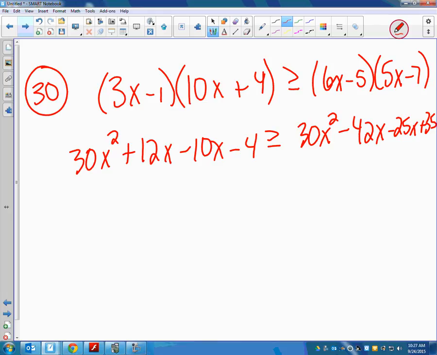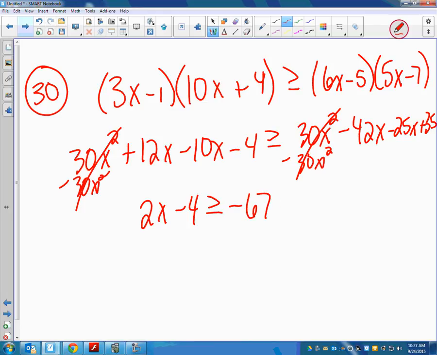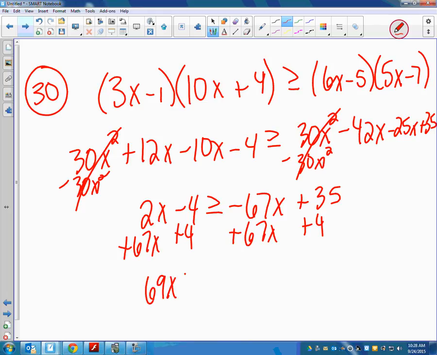Yeah. But this really isn't so bad, right? The x squared drop out? Because if you subtract 30x squared, they cross out. So I would be left with, what is this? 2x minus 4 is greater than or equal to negative 67 plus 35. Is that this terrible of numbers? Yeah? Okay. Just checking. So I'm just going to solve that. It's just a linear equation. So I get 69x is greater than or equal to 39.